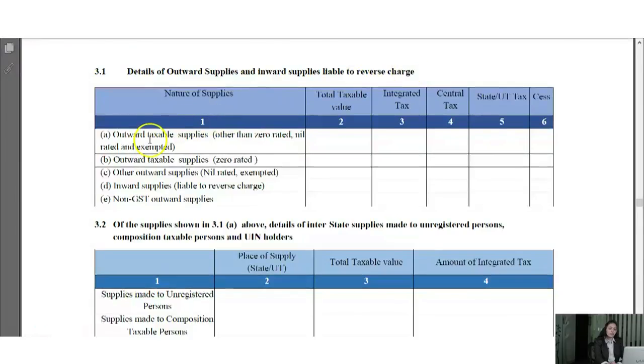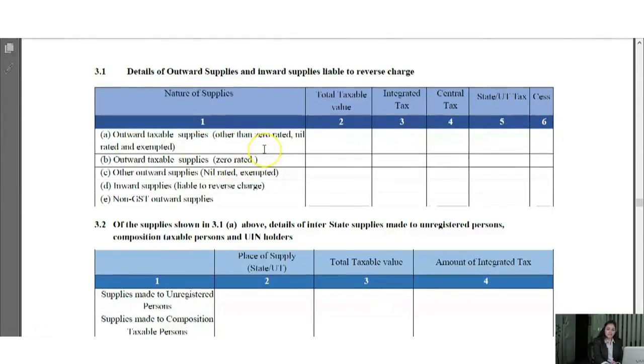reverse charge. In point number A, under column 2, the user has to mention the total taxable value for outward taxable supplies other than 0 rated, nil rated and exempted, and its applicable tax rate under IGST, CGST, SGST and cess if any under column number 3, 4, 5 and 6 respectively.